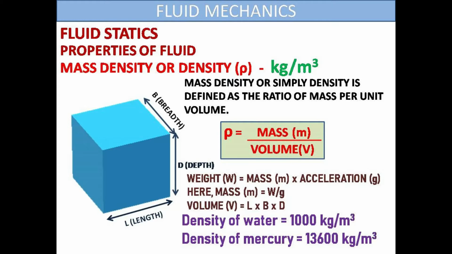In general terms, take 1 meter length, 1 meter width and 1 meter depth of a container and fill it full with any fluid, then measure mass of the fluid in kilograms. This value of mass of the fluid gives the density of that particular fluid. Units of density are kilograms per meter cube. Density of water is 1000 kilograms per meter cube, and density of mercury is 13,600 kilograms per meter cube.